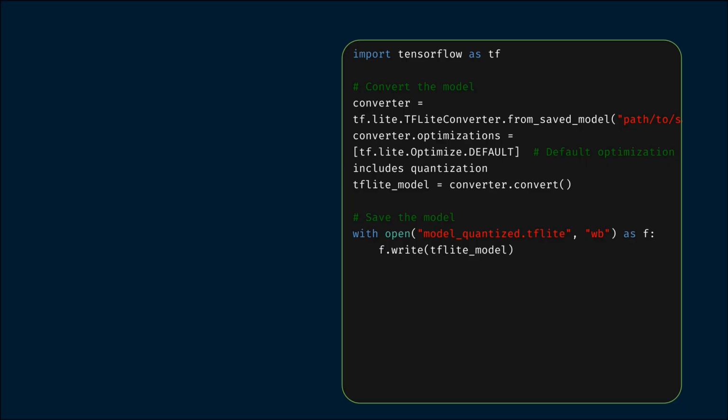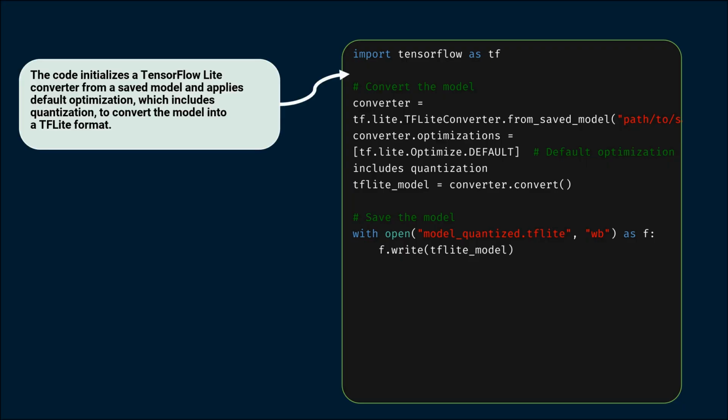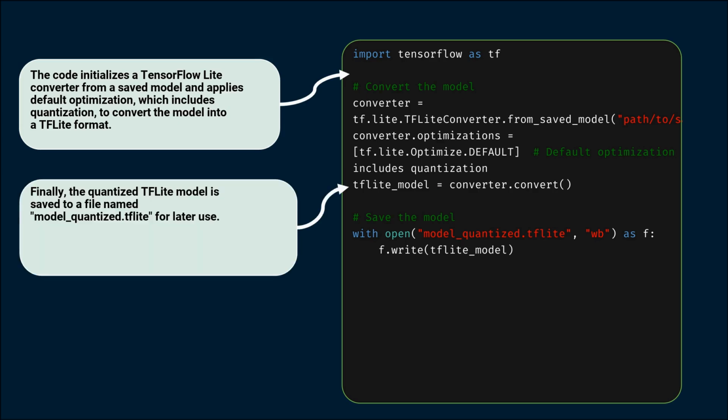Next, we will implement a process for converting our trained model into a TensorFlow Lite format, which is particularly useful for deployment on mobile devices. We start by importing the TensorFlow library, which gives us access to the essential tools for model manipulation. Now we will create a converter instance from the saved model, specifying its path. This converter is responsible for transforming our model into a lightweight format suitable for mobile environments.